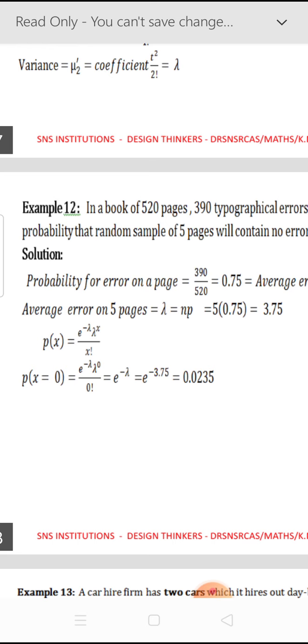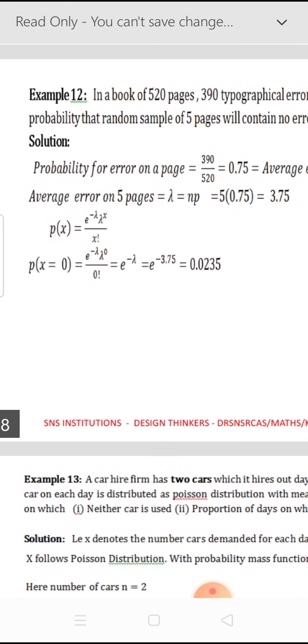Now we know the probability mass function is probability of x is equal to e power minus lambda, lambda power x by x factorial. Here we are going to find the probability of no error. The probability of x is equal to 0: substitute x is equal to 0, you will get e power minus lambda, lambda power 0 by 0 factorial. The value of 0 factorial is 1 and anything power 0 is also 1. So you will get e power minus lambda. But lambda is equal to 3.75. So by calculation you will get the value of e power minus 3.75 is 0.0235.